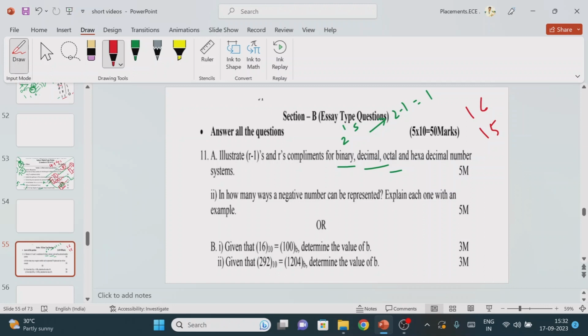In how many ways can a negative number be represented? Explain each one with an example. In digital systems, we don't have a direct procedure, like using a plus or minus symbol, to find whether the given number is positive or negative. So we have 3 ways to represent a negative number. The first is the sign magnitude form, the second is the 1's complement format, and the third is the 2's complement format.